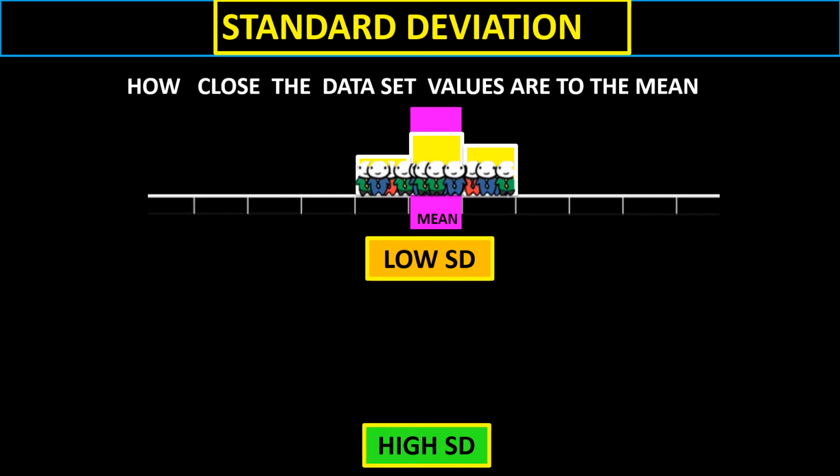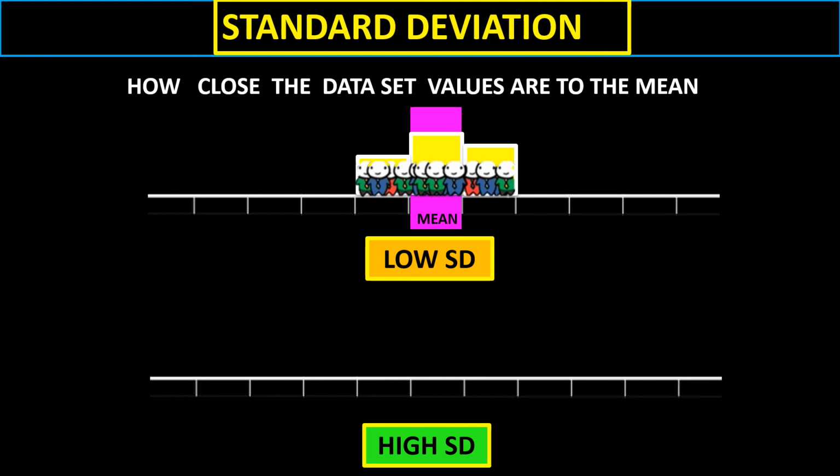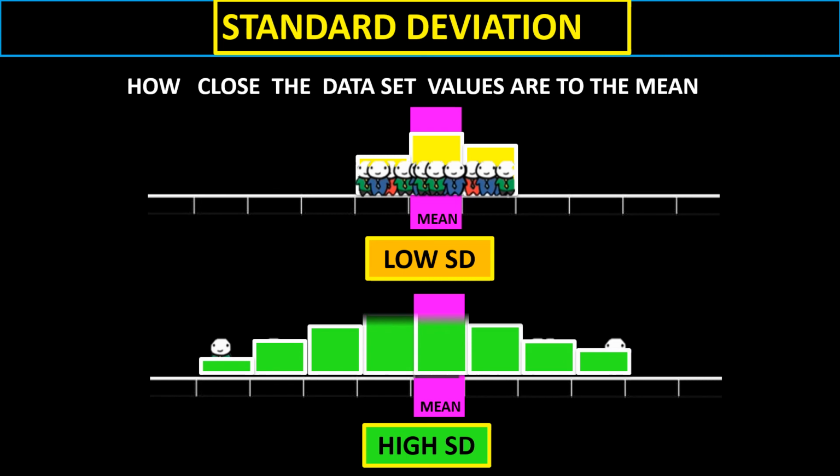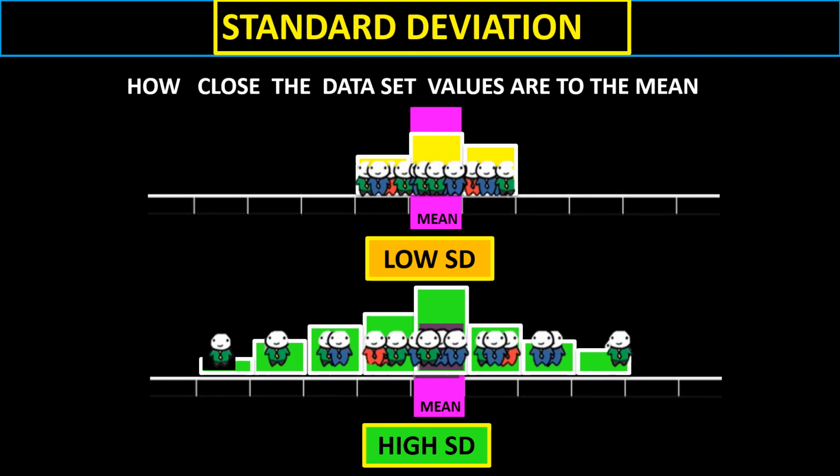If you have a high standard deviation value, then you'll see that the data values, there's the mean, and now the data values, can you see they're all spread out? They're not all together, right? A little bit of social distancing there. And then if you have to represent that, that will be the graphical representation of that data set, right? So low means they're very close to the mean. High means they spread out more.